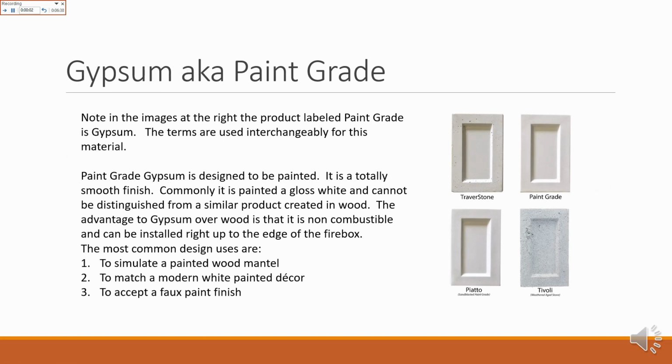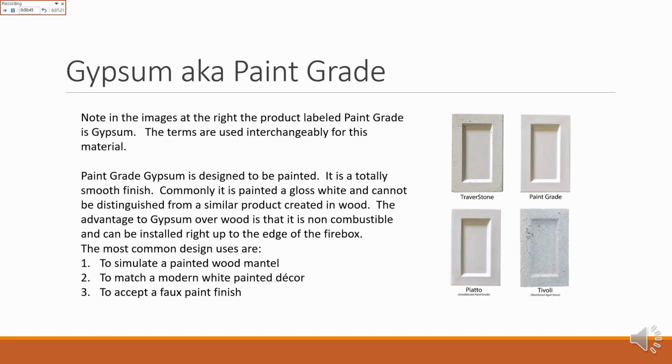Okay, you should be familiar with the four images on the right, and you'll notice that paint grade, of course, is the gypsum. Gypsum is not available in different finishes. Gypsum comes white and you paint it. Some of the common uses are to simulate a wood mantle. Suppose you want the wood look, perhaps you like a mission, but you want the legs to come right up to the firebox. You don't have room to leave tile around it. You can order a paint grade mission or any of the designs and paint them, and once they're painted, they look exactly like they would if they were made out of wood. No one can tell the material underneath the paint.